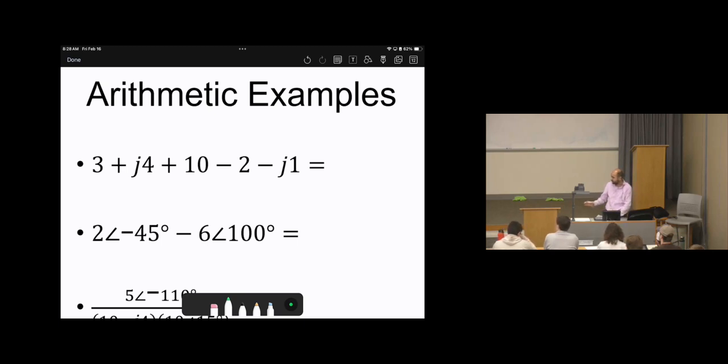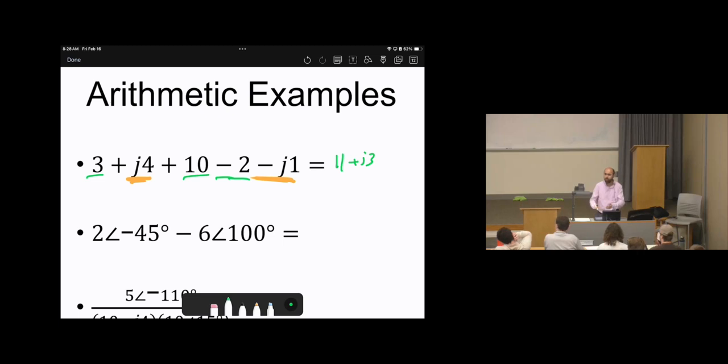Yes, everything in rectangular. Then look at the real parts: 3, 10, and negative 2. 3 plus 10 is 13, minus 2 is 11. So we will put here 11. Then the other thing we have is J4, negative J1. J4 minus J1 will be J3. So it will be plus J3. This is in rectangular coordinates.